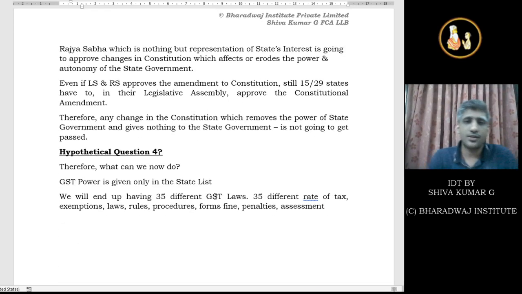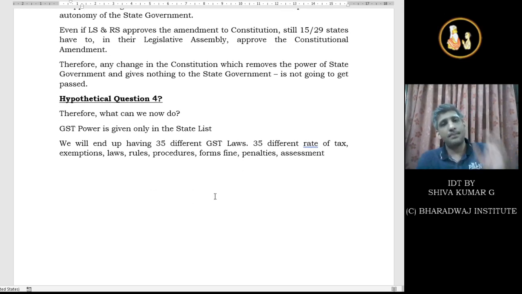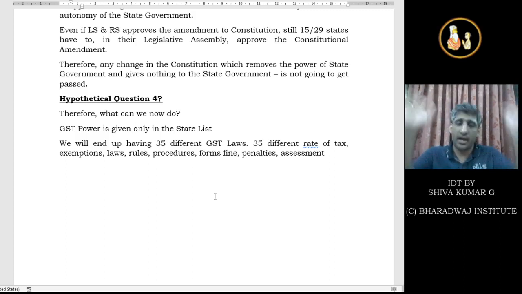Therefore, the next question we asked was, therefore, what can we do? We said, okay, we will do one thing. We will give the power only to state governments. We'll say to central government, hey, central government, look, you need to sacrifice because you are the one who wanted to bring GST, one India, one nation, one tax, all that nonsense. Therefore, you lose all the power. We'll give the power only to state government.